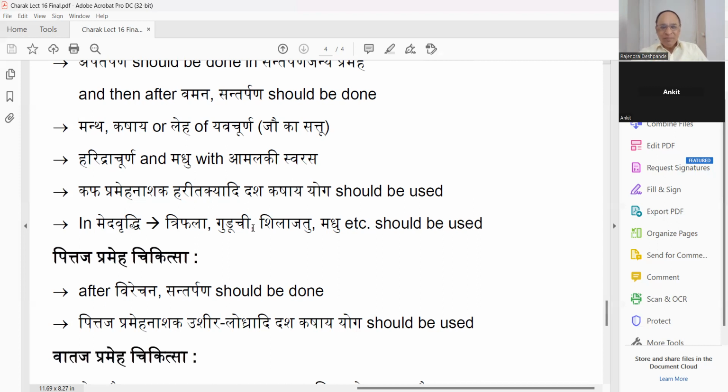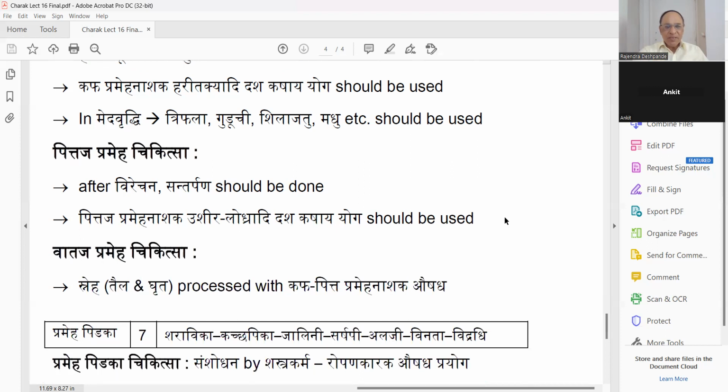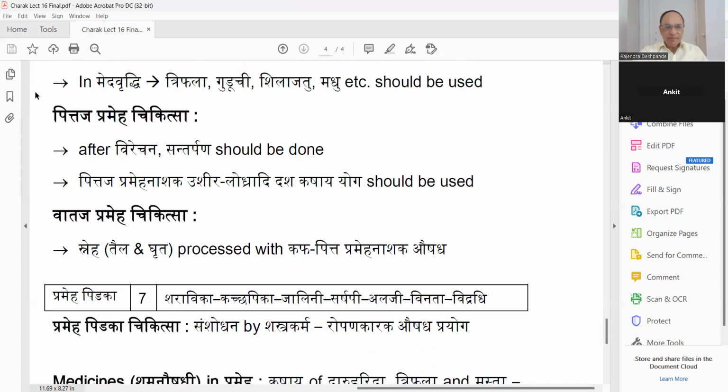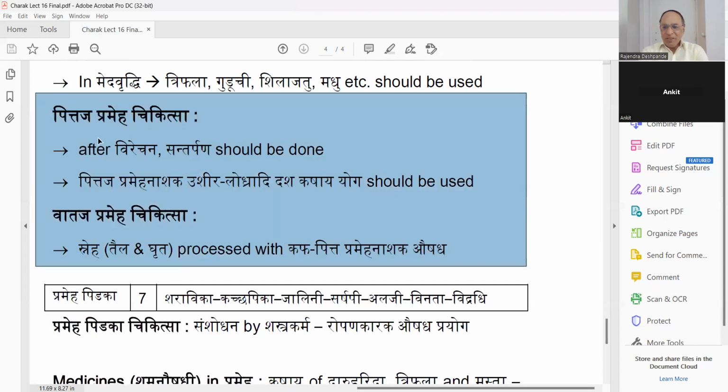Then Guduchi, a bitter plant, Tinospora cordifolia, Shilajatu, black bitumen, and honey should be used. Now we are talking about Pittaja Prameha Chikitsa. For Pitta, we always advise Virechana, but after Virechana, we must maintain the health or the nutrition of the patient.